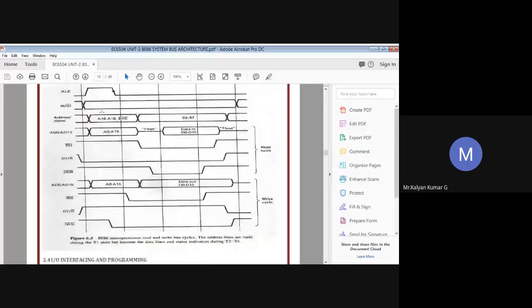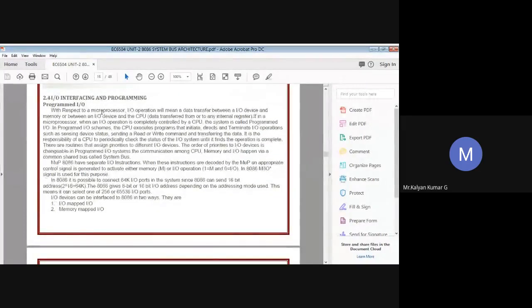If you have any issues or doubts in the diagram, ask us. Then we move to a new concept called IO programming, that is, input output programming.